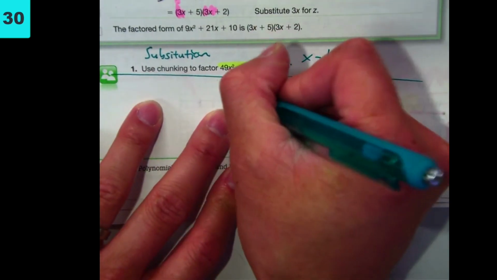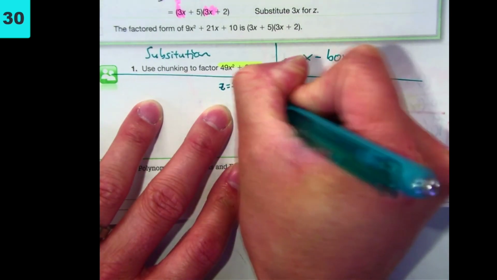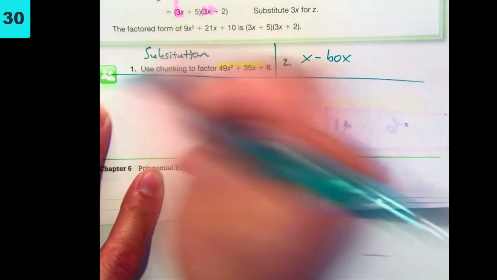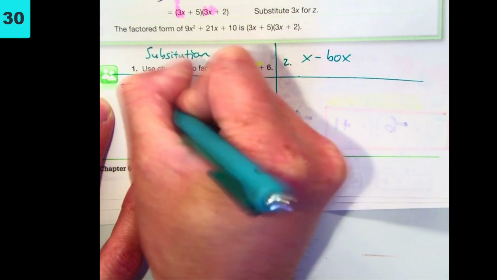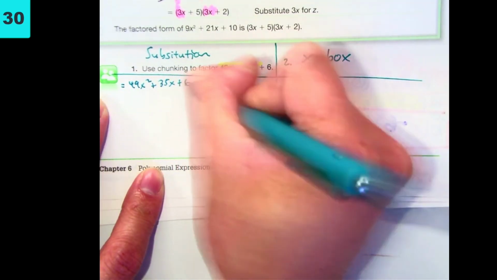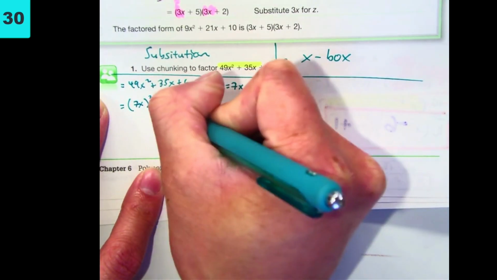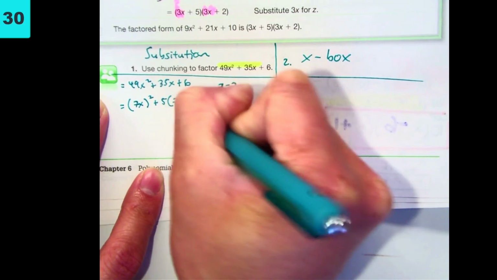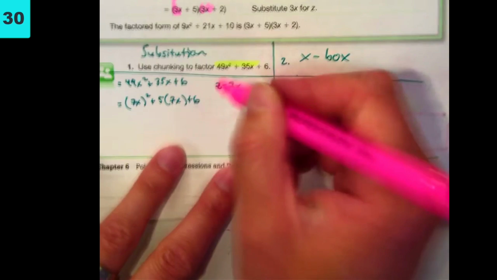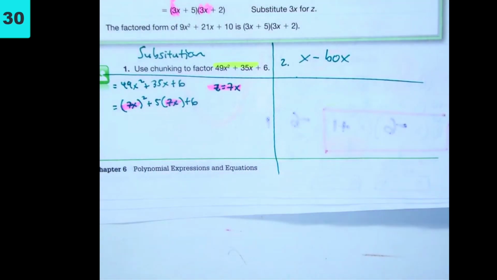Yeah, I can make that letter, we'll make it a z. Z is equal to 7x. So I'm just going to rewrite the problem. 49x squared plus 35x plus 6. And now I can write 7 parentheses 7x squared plus 5 times 7x plus 6. Do you see that? There's my chunking or my substitution.